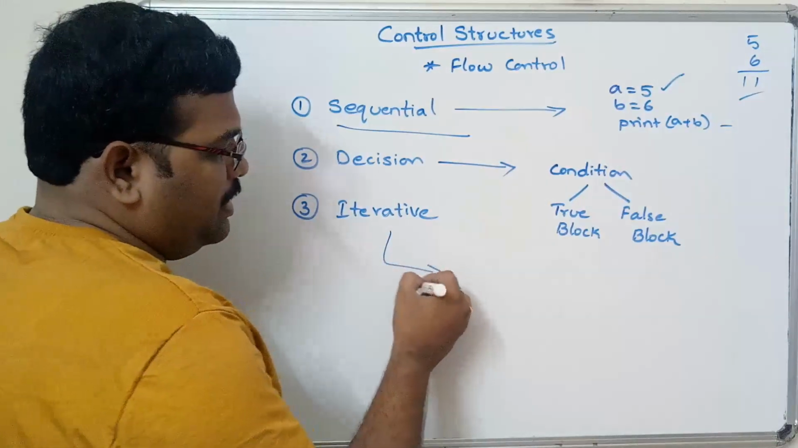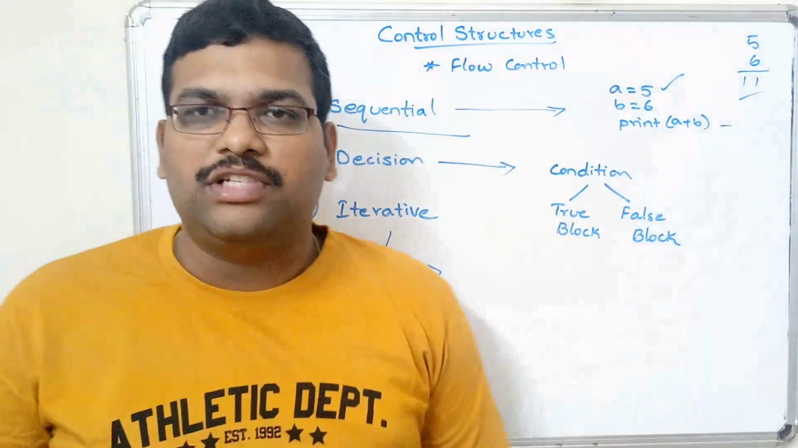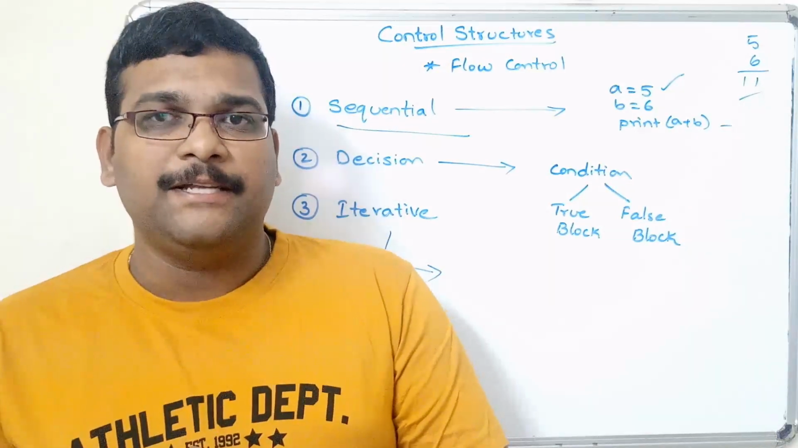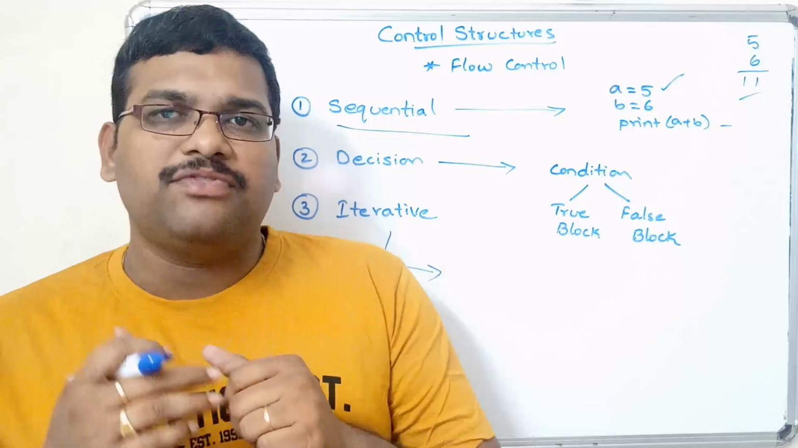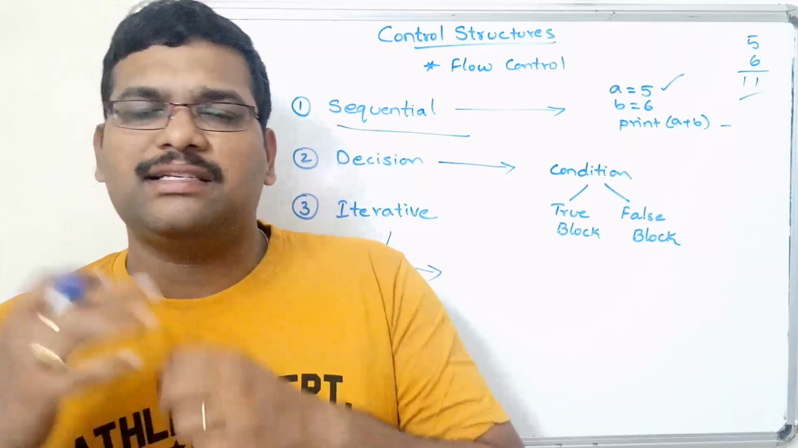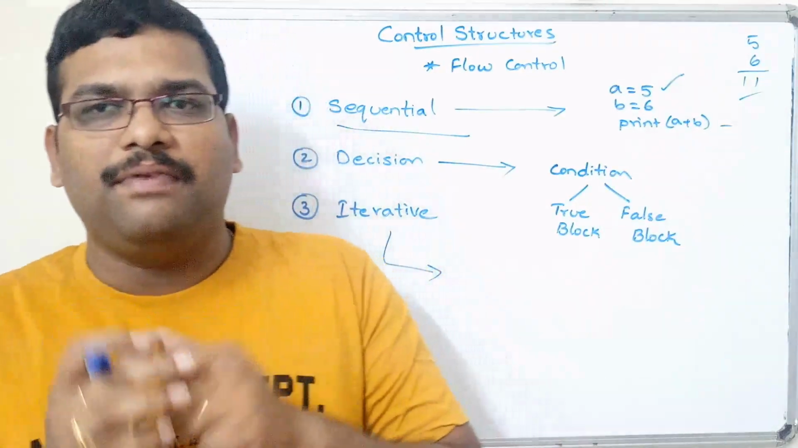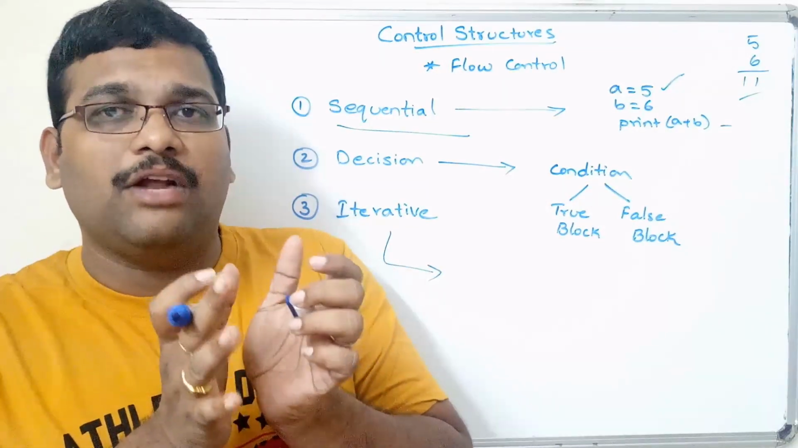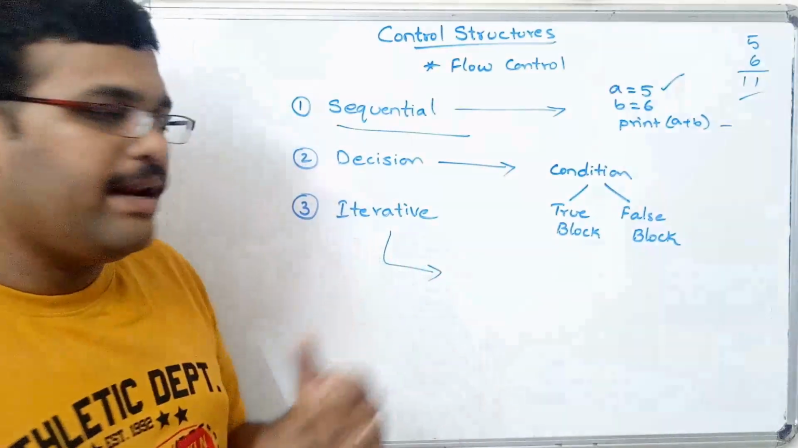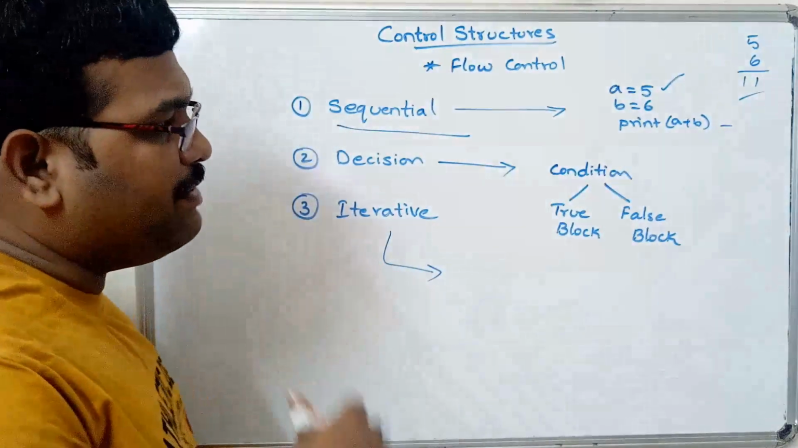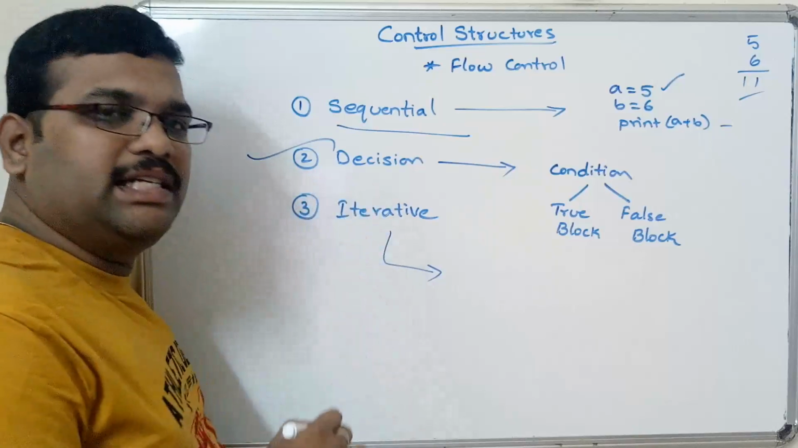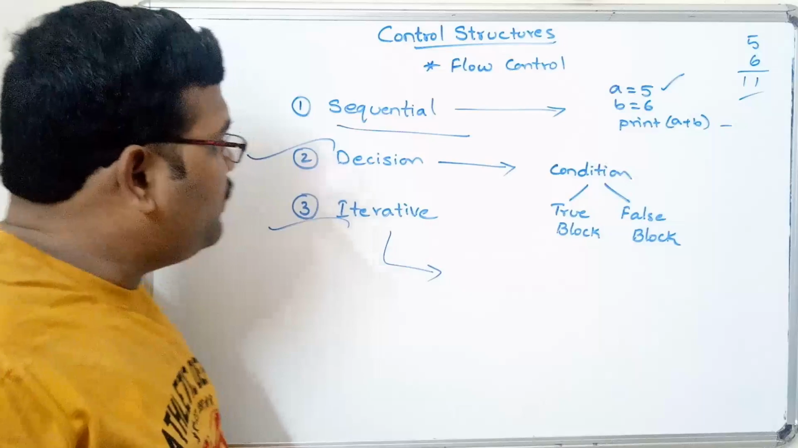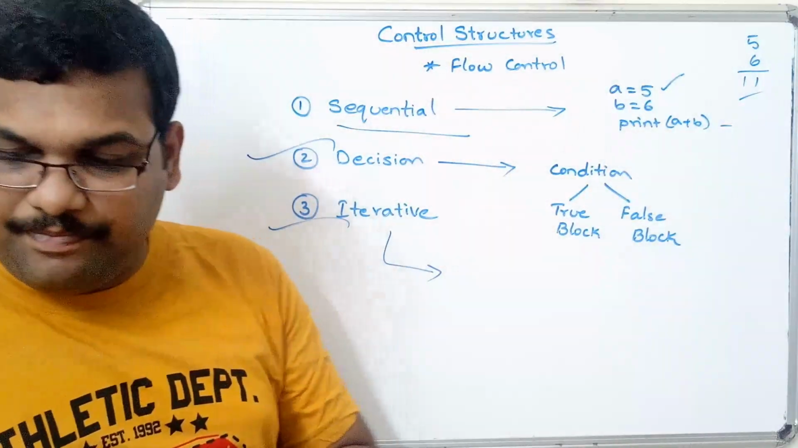Next, iterative control structures means loops. That means executing some set of statements continuously until some condition or expression becomes false. So multiple executions of the same set of statements, we call it iterative. Let us see one by one. First we will cover the decision control structures, and then we will move on to the iterative control structures.